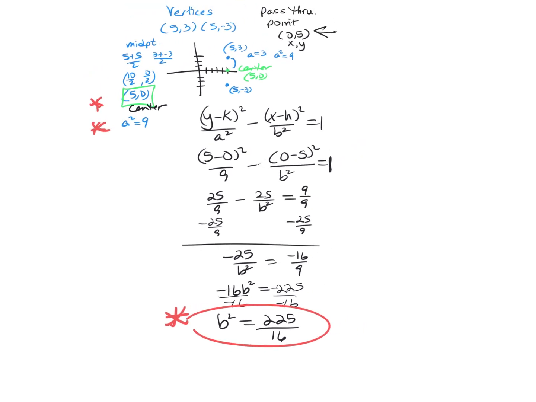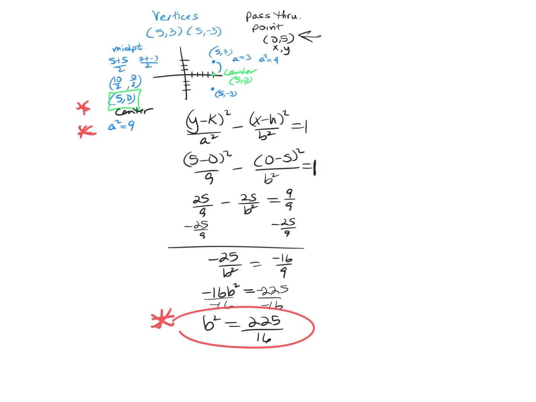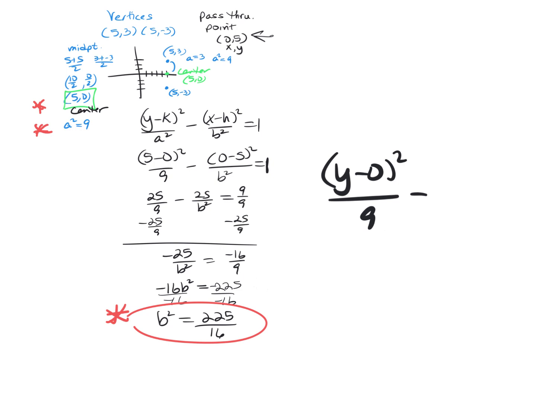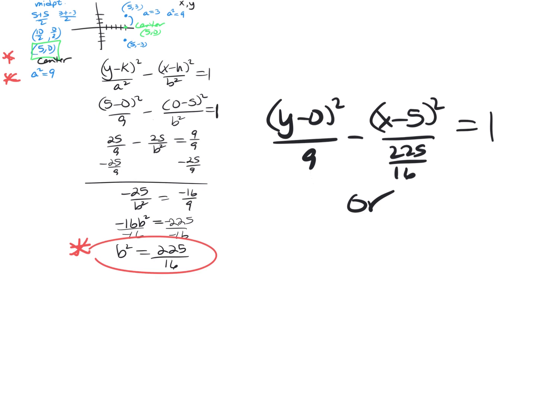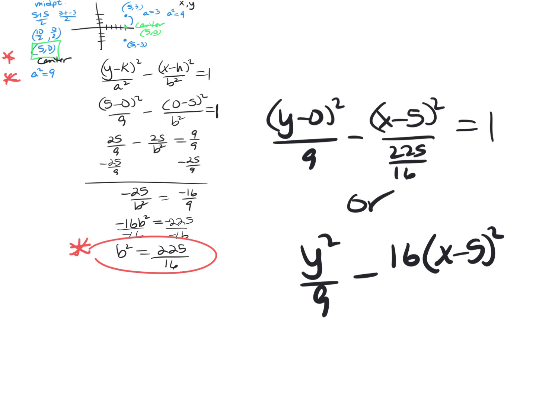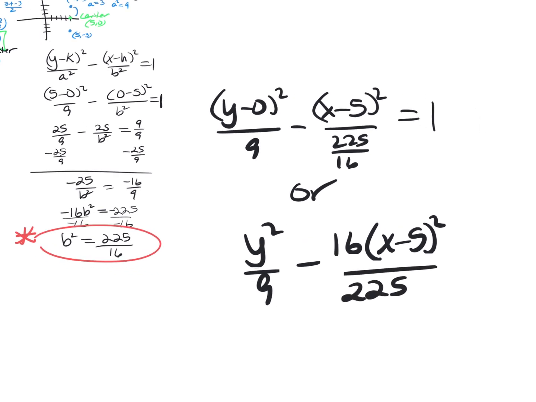So the answer here is going to be (y minus 0) squared over 9 minus (x minus 5) squared over 225 over 16 equals 1. You can leave it like this. Also get rid of this minus 0 and just leave it as y squared over 9 minus 16 times (x minus 5) squared over 225 equals 1.